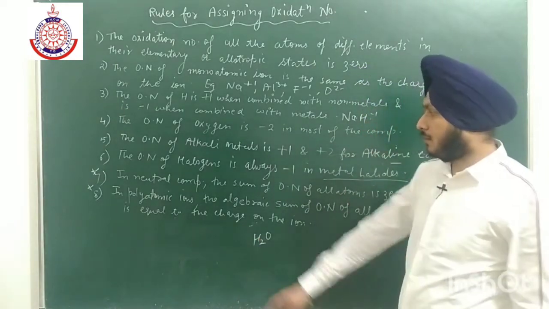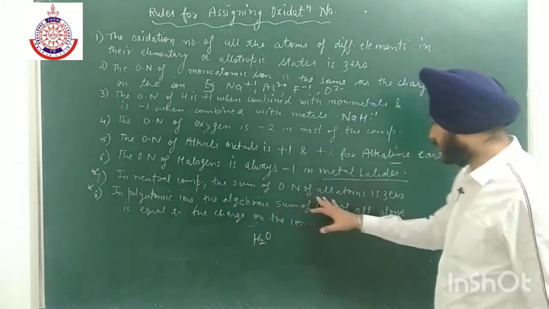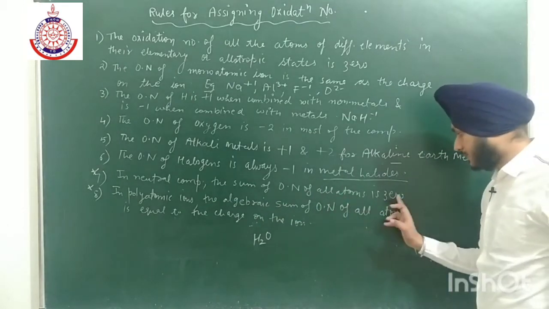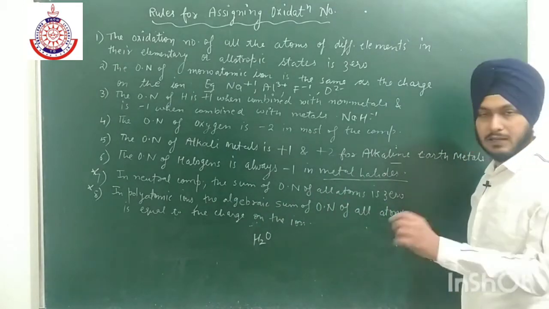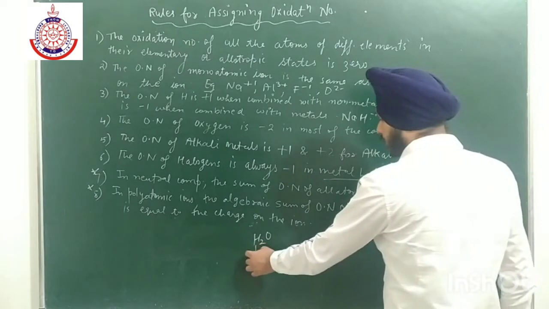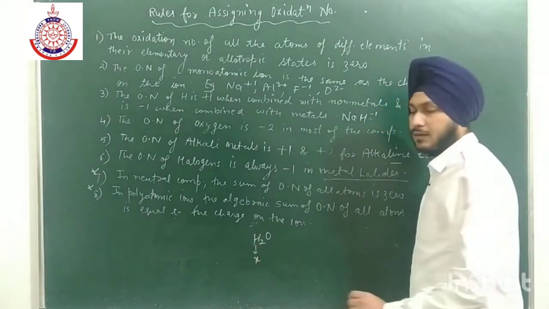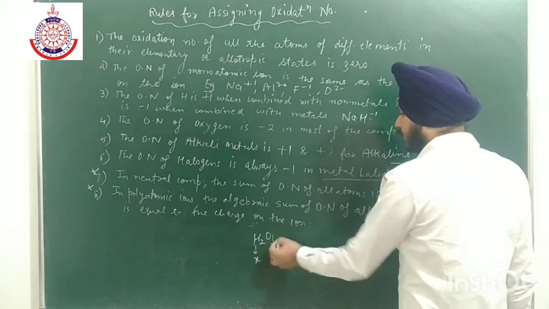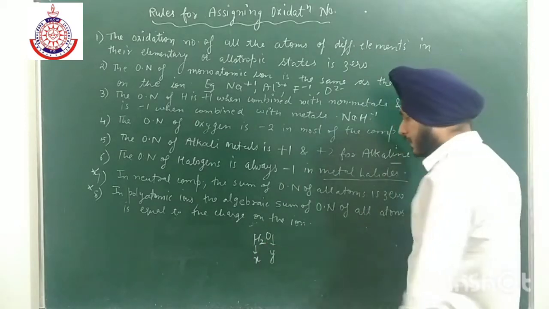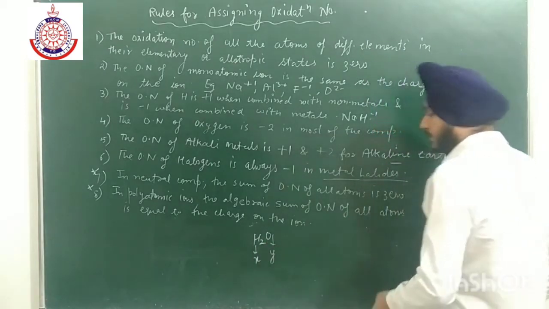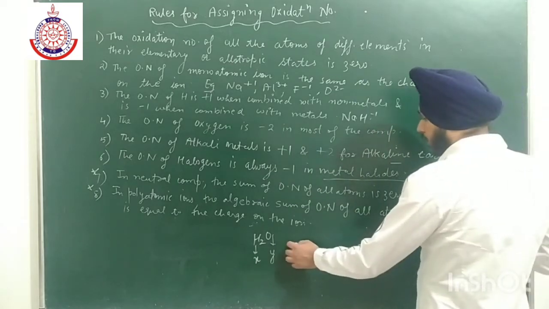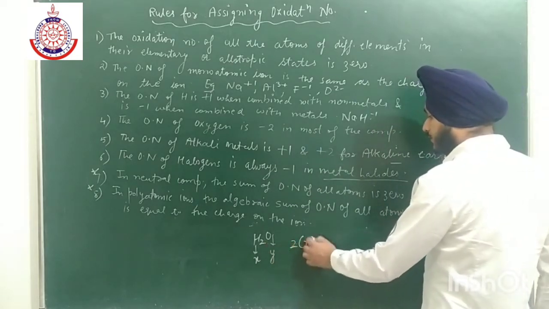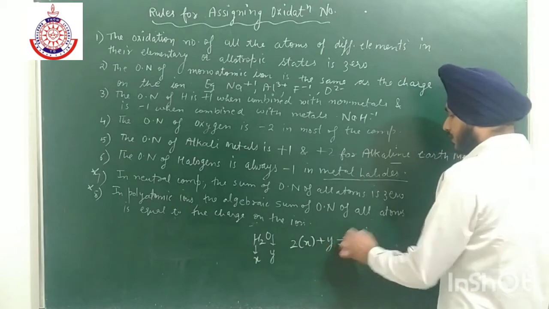Now apply this rule. The sum of the oxidation numbers of all the atoms is 0. For example, take the oxidation number of hydrogen as x and the oxidation number of oxygen as y. Now the sum of the oxidation numbers: there are two hydrogens, so 2x + y is always equal to 0.